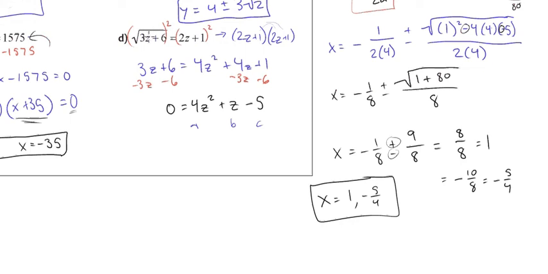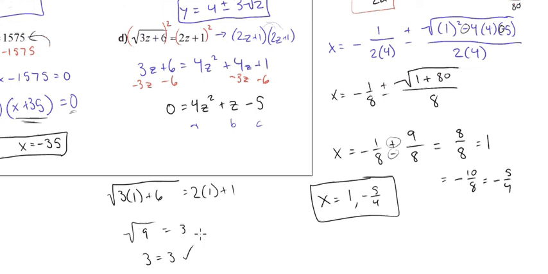Here's the radical of 3 times 1 plus 6, and that's going to be equal to 2 times 1 plus 1. And let's see if this ends up being true. So 3 times 1 is 3 plus 6, so really this is the square root of 9 equals 2 plus 1, which is 3, and 3 equals 3. This one's a solution. 1 does work.